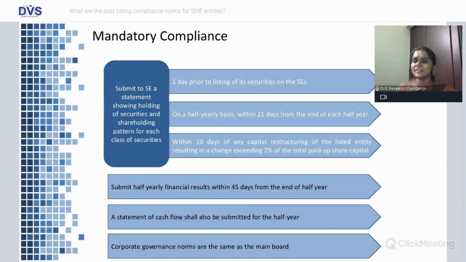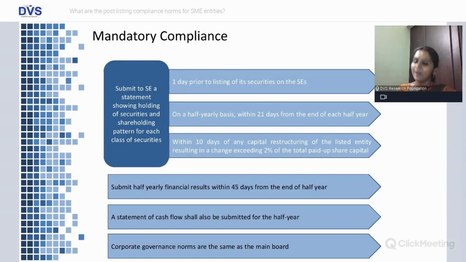And where there is a capital restructuring of the listed entity, pursuant to this, if there is going to be any change in the total paid up capital of more than 2%, then within 10 days of this capital restructuring, it could be your merger, demerger, slump sale, whatever it is, due to which the trigger point will be 2% of your post-issue capital, there is a change, then you owe a disclosure requirement within 10 days of such change.